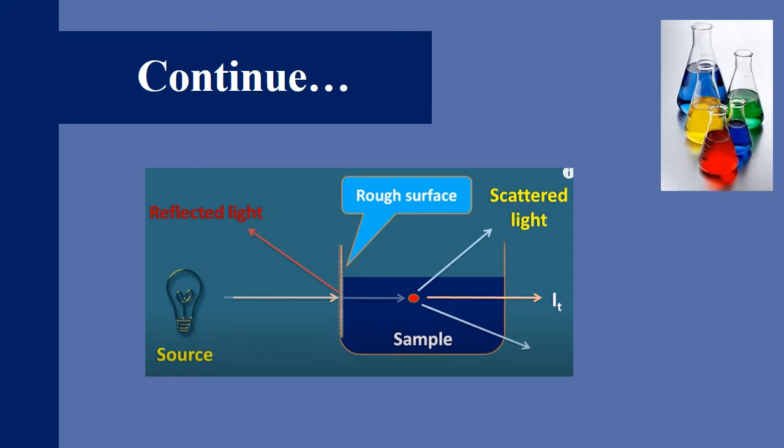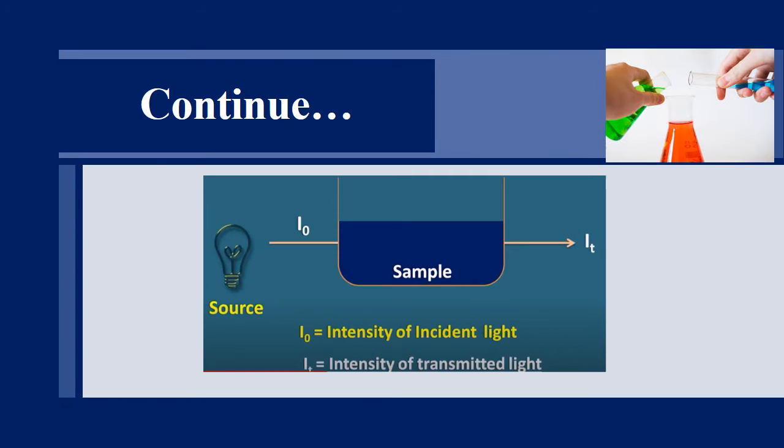So for the measurement of absorption, we have three processes: reflection, scattering and absorption, but we only require the absorption. When electromagnetic radiation is incident on the sample solution, some of the light is absorbed by the sample solution and the remaining is transmitted to the outside of the solution. We can see that I naught represents the intensity of the incident light, which we will shine on the solution, and IT represents the intensity of the transmitted light.